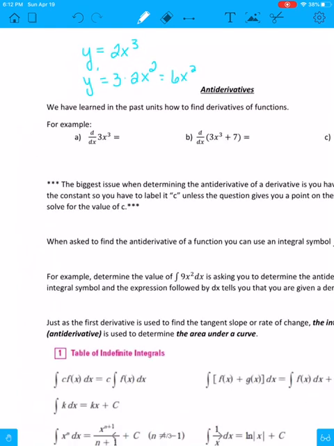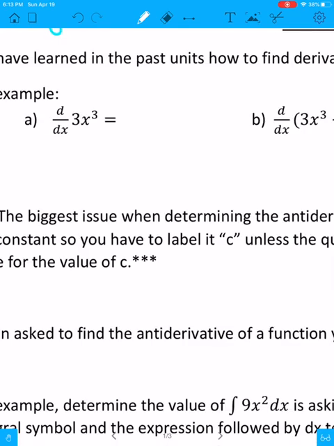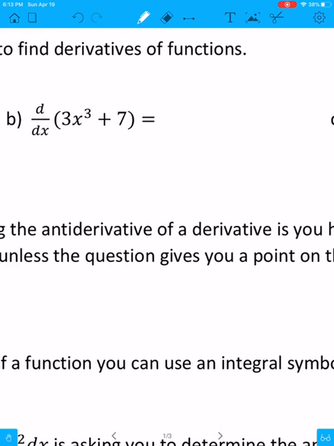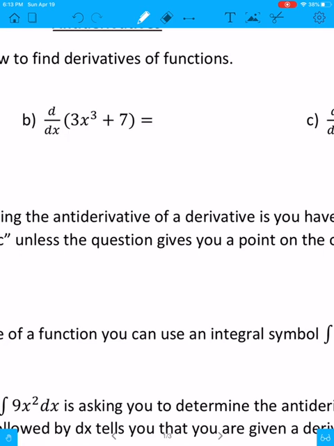So we have learned in the past units how to find derivatives of functions. For example, if we wanted to find d over dx of 3x cubed, we want to find the derivative of it, we would take our exponent, drop it in front. So we go 3 times 3x, and then we drop it by 1, 3x squared. So we get 9x squared, right? Now, if we had 3x cubed plus 7, and we took the derivative of that, we would drop our 3 in front, 3 times 3x, drop it by 1 squared, and then the derivative of 7 is nothing. So I would go plus 0 at the back, right?